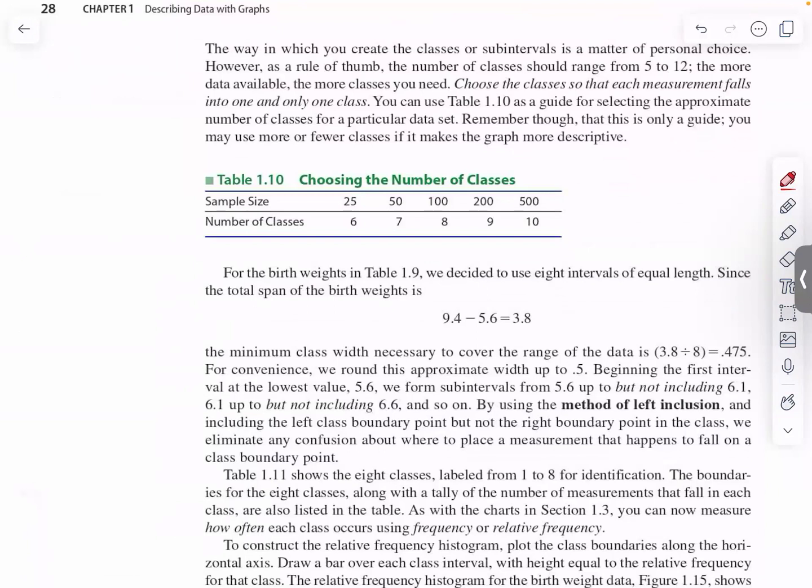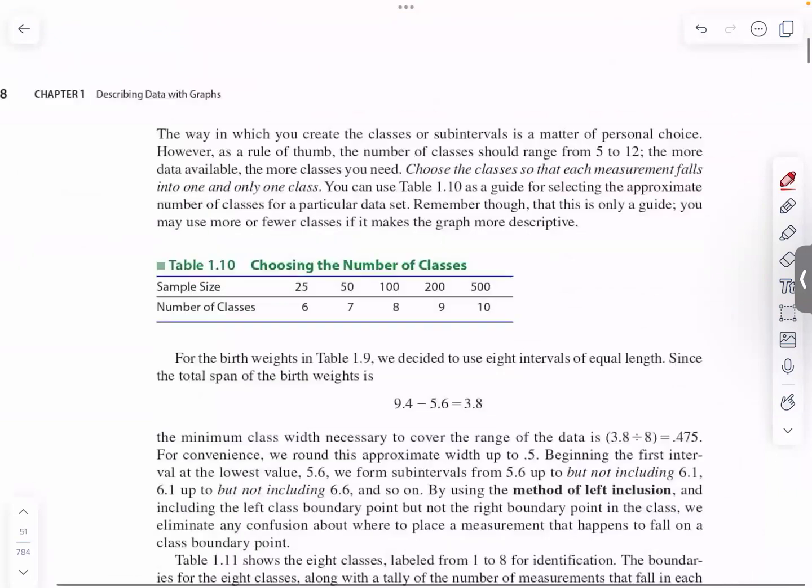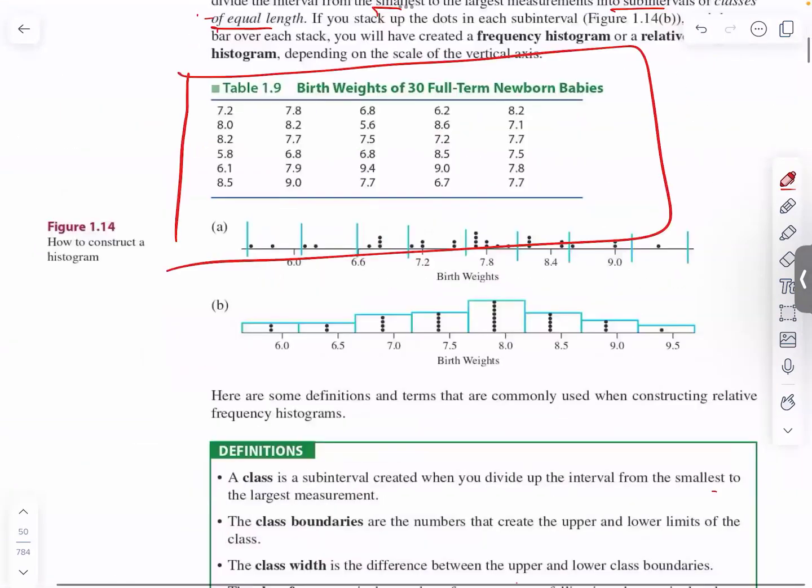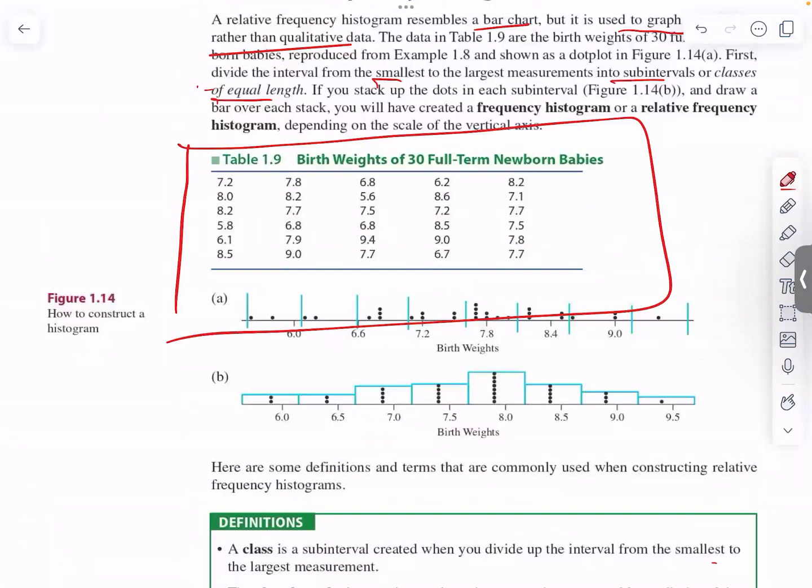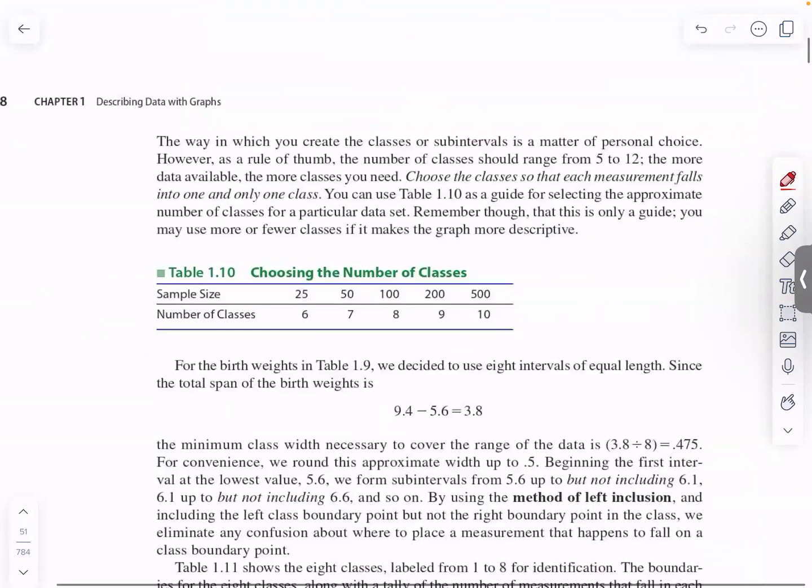So here, from table 1.9, the largest is 9.4. The smallest is what? 5.6. So you subtract the smallest from the largest to get what? 3.8. Okay, 3.8. So that is where you start from.